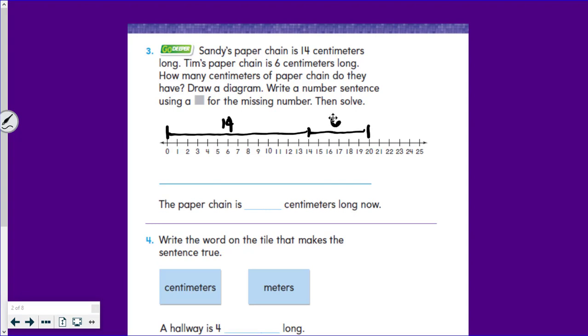And so we put those together, so we added them. So we would say 14 plus 6 equals blank. We don't know the missing number, right? So we're going to put a box. And so if we add it together, it's 20. So the paper chain is 20 centimeters long.